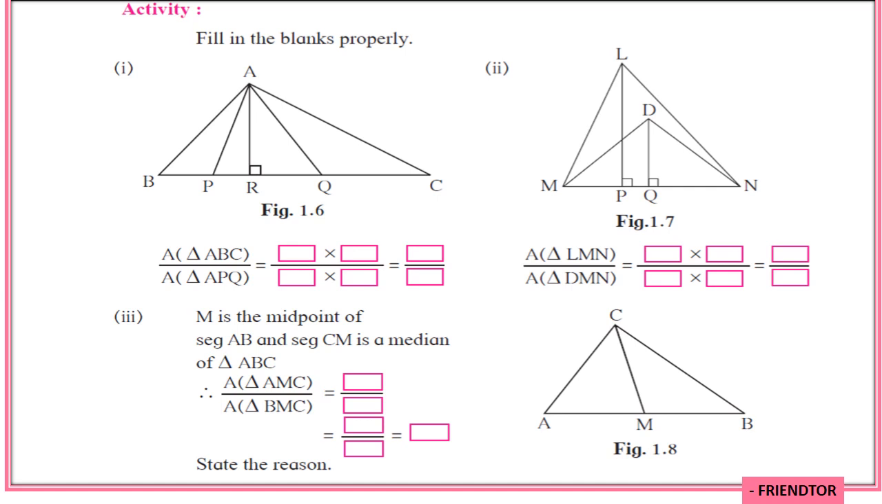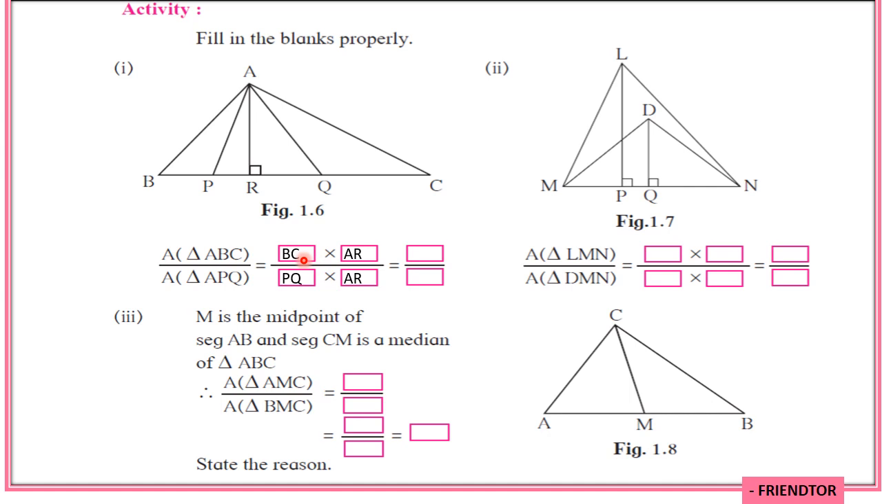Now here if you observe, ABC and APQ have the same height, that is AR, and the bases are different. So first thing is base into height, right? Base of ABC is BC, so BC into height, which is AR, so BC into AR upon the area of triangle APQ. For triangle APQ, the base is PQ, so PQ into height, which is again AR. Now AR is common, so AR and AR will get cancelled and BC upon PQ will remain.